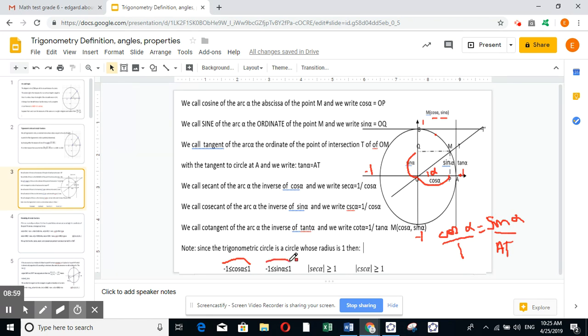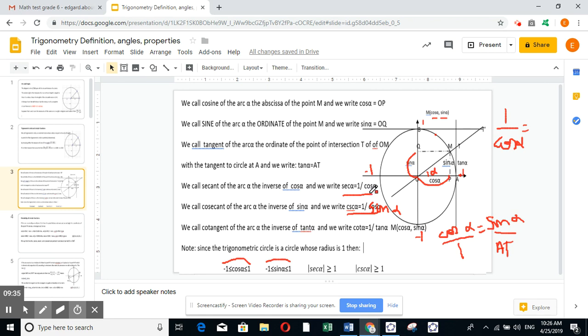Now, we have the inverse of each one. The inverse of cosine, which is 1 over cosine alpha, because we're going to use it, it will help us in problems, is called secant alpha. So secant alpha is 1 over cosine alpha. And cosecant alpha is 1 over sine alpha. So 1 over sine alpha is cosecant, 1 over cosine alpha is secant, and 1 over tangent alpha is cotangent.